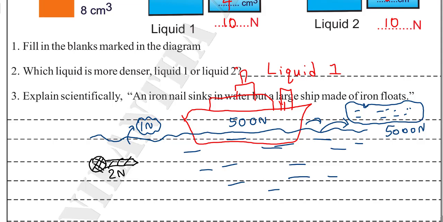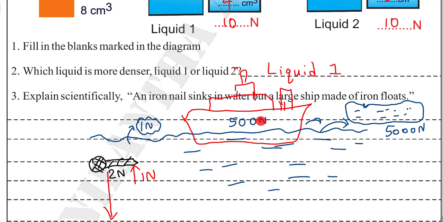The weight of the displaced water because of the iron nail is 1 Newton. Weight is 2 Newton. In that case, upthrust equals the weight of the displaced water. Upthrust is, children, 1 Newton. 1 Newton up, 2 Newton down. The iron nail sinks. But a ship, what about that?